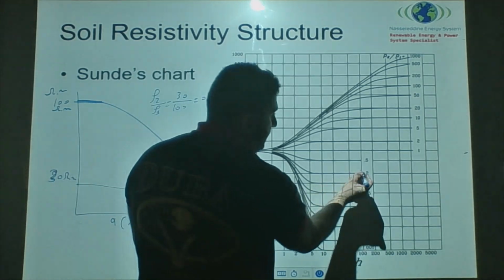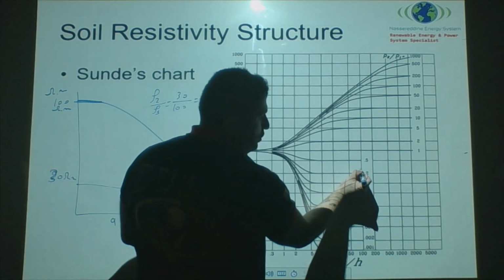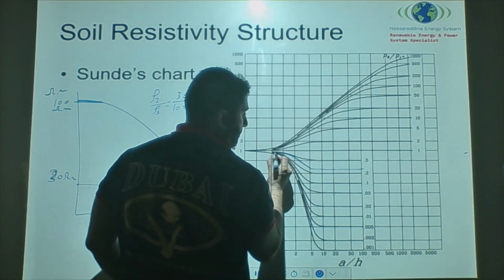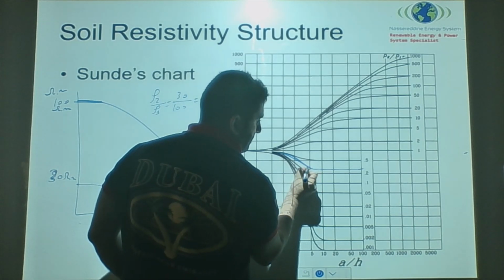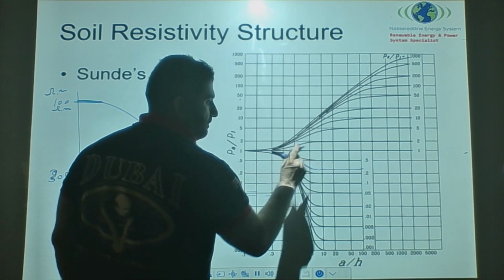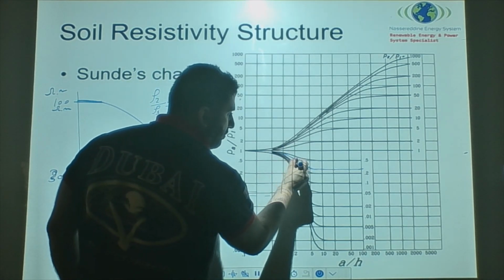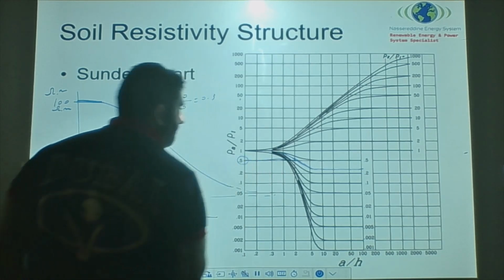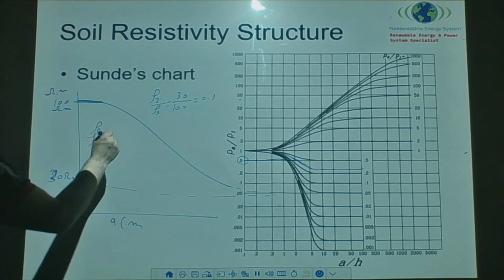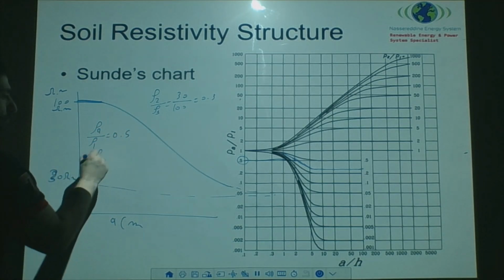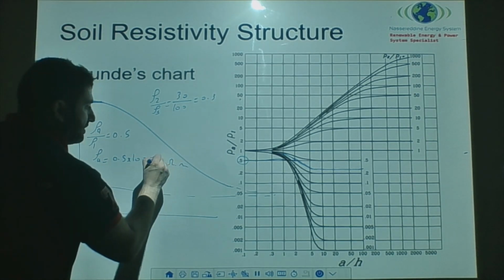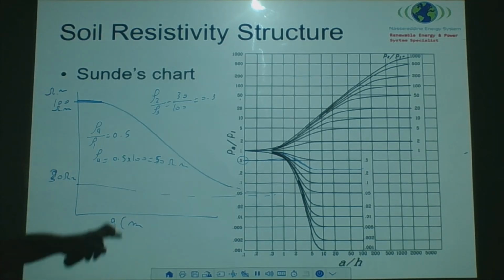Where is 0.3 going to sit? 0.5, 0.2, 0.1, let's say somewhere around here. So I sketch this. You sketch it properly, you can use software. So now, where did it cross? It crosses in here. So I have rho A over rho 1 equal to 0.5. So rho A is equal to 0.5 times 100, which will give you 50 ohm per meters. Can you see this 50 ohm per meters?